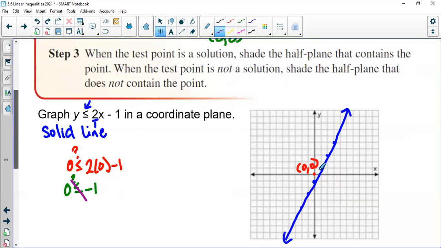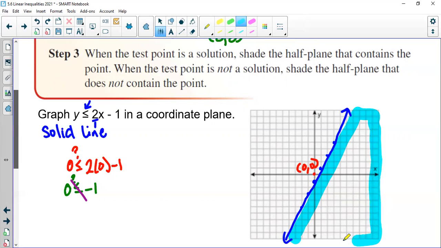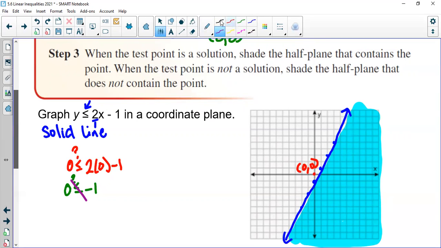So we cannot shade through 0, 0 because it doesn't make it true. We have to shade through the other direction. So we're going to shade the other direction because 0, 0 does not make this inequality true. Now we could also test a different point and see that indeed we are shading through values that are true. If we tested another point, like for instance, let's test this point right here. This is the point 2, 0, and notice I shaded through this point, so it should be true.